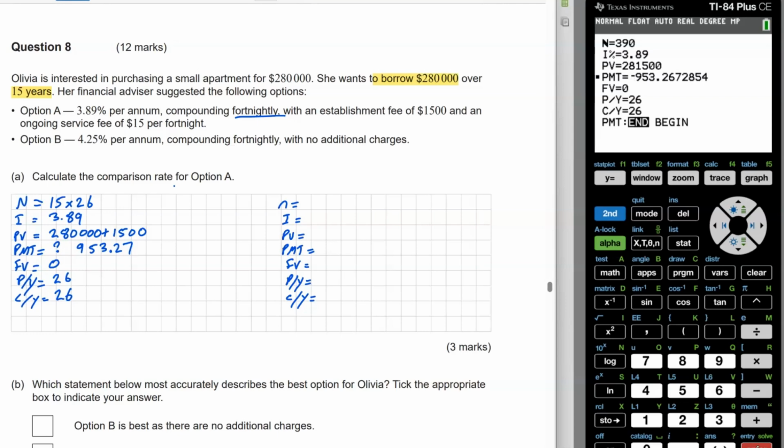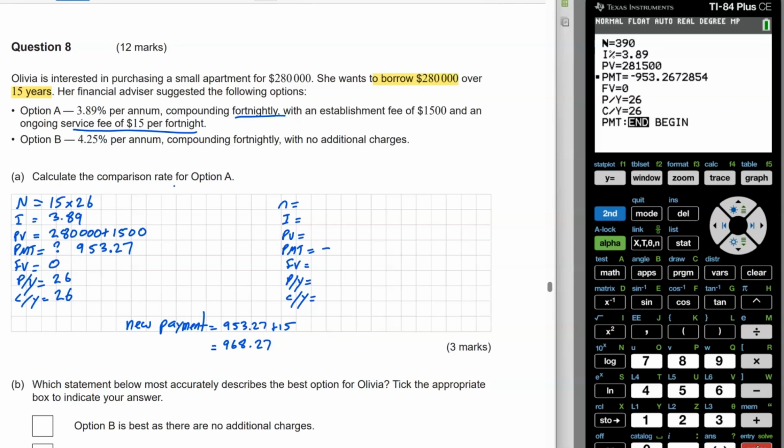Note that we've rounded up so that we can actually have this all paid off in the required amount of time. Now that's to take into account for the establishment fee, but we do have this ongoing service fee as well, which is $15 per fortnight. So just coming over here, just really quickly, we need a new payment. And that's going to equal 953.27 plus 15, which happens to be 968.27. And so we'll put that in to start with.